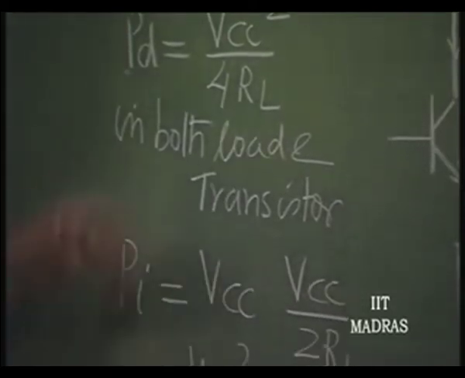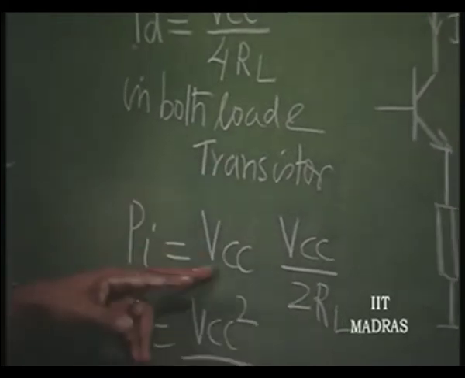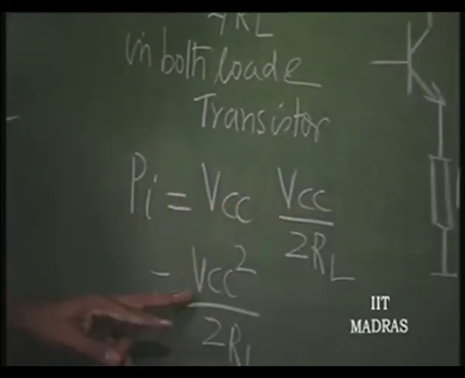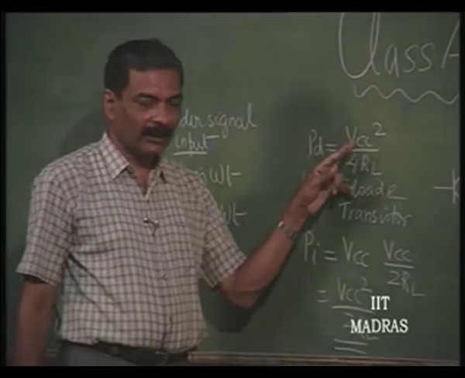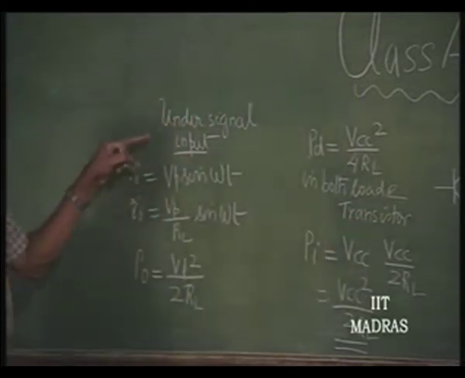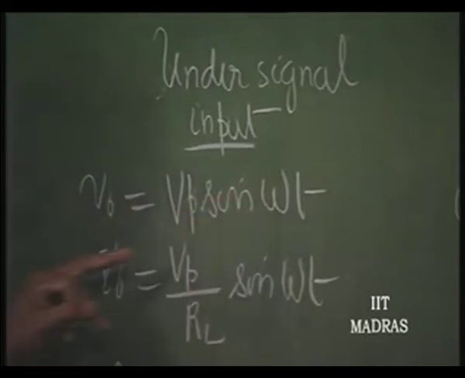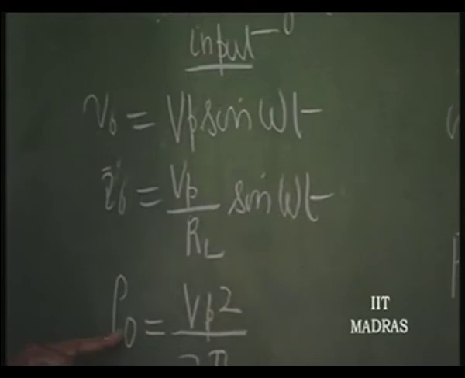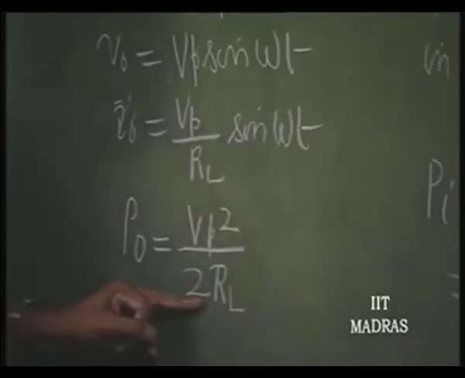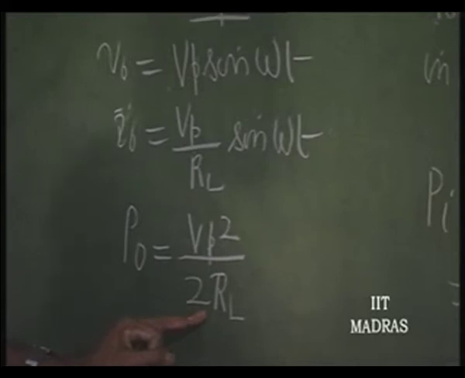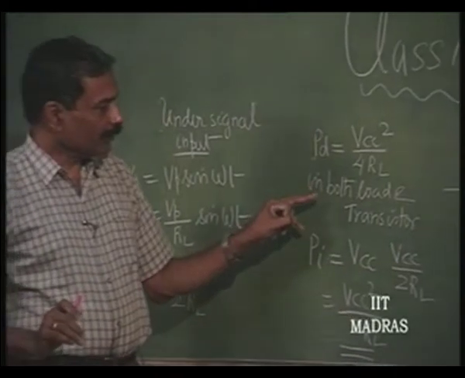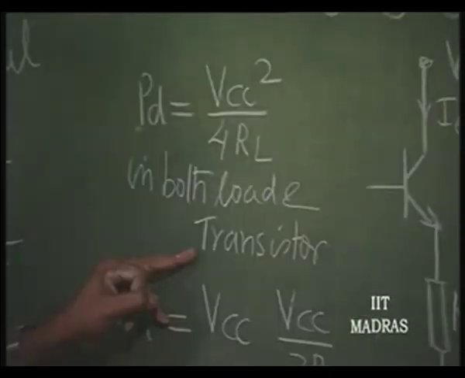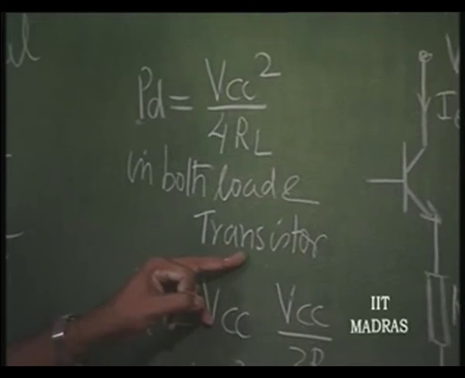Ultimately, therefore, P I is the sum of these two powers, which is the supply voltage into the quiescent current, and that is V c c squared by 2 R L. Half of it gets dissipated in the transistor, half gets dissipated in the load. Then under signal input, V naught is V p sin omega t, I naught is V p by R L sin omega t, and P naught is V p squared by 2 R L. Under this, I naught q continues to flow, DC current continues to flow, and the DC dissipation in the resistive load continues to be the same.